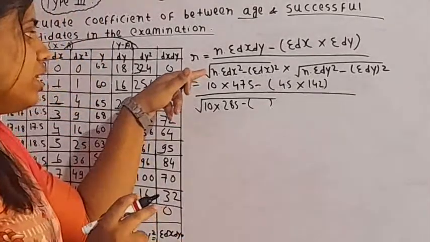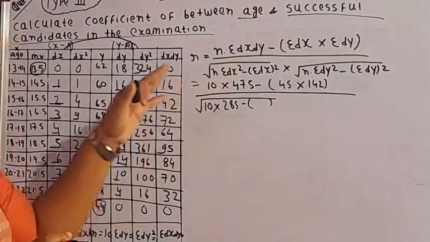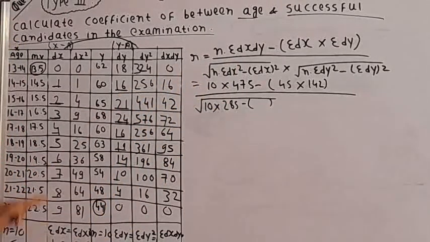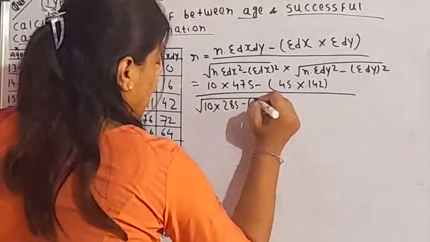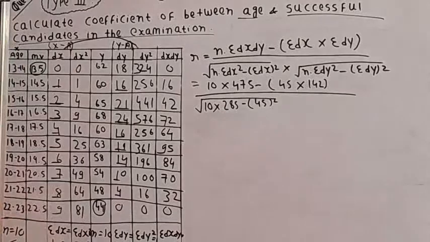When it is summation dx square, we directly put the value that we have computed under summation dx square. But when it comes to summation dx whole square, what we have to do? We have to put the value of summation dx, that is 45, and we have to compute the whole square of this 45. Means we have to compute the square of 45.